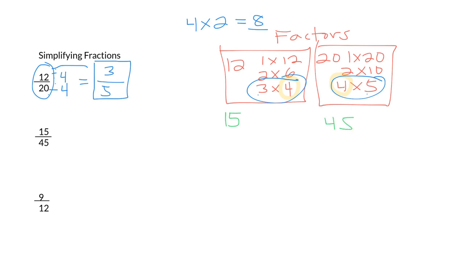So I'm going to start with 1 again. 1 times 15. 2 times anything? Nope. 3 times 5. 4 times anything? I'm not going to write 5 times 3 because I already have that. And that's it. Okay. The factors of 15 are 1, 3, 5, and 15.